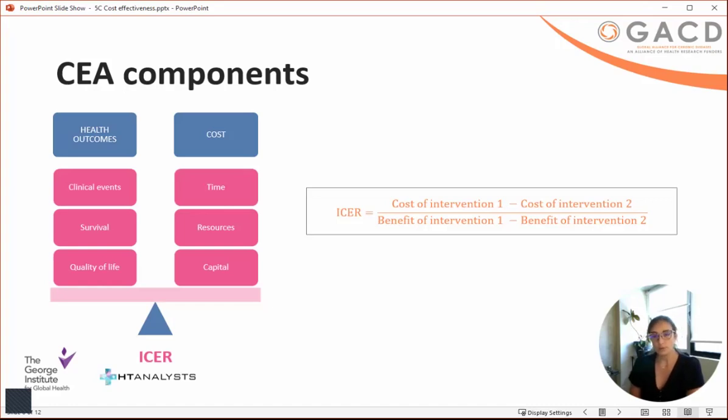The other main component of a cost-effectiveness analysis is clearly cost. Costs can include direct costs, which are the immediate expenses related to the healthcare intervention assessed. They include costs for medical services, medications, hospital stay. And then there are indirect costs. Now, these are associated with loss of productivity due to illness or treatment, for instance. For example, the time off work for patients or caregivers.